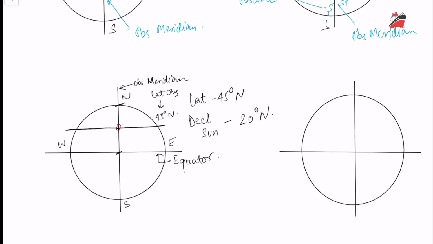Now the sun is 20 degrees north, so it is somewhere between 45 degrees north and the equator. Let us consider it is this mark. Now this is the declination. This is the declination of the sun.